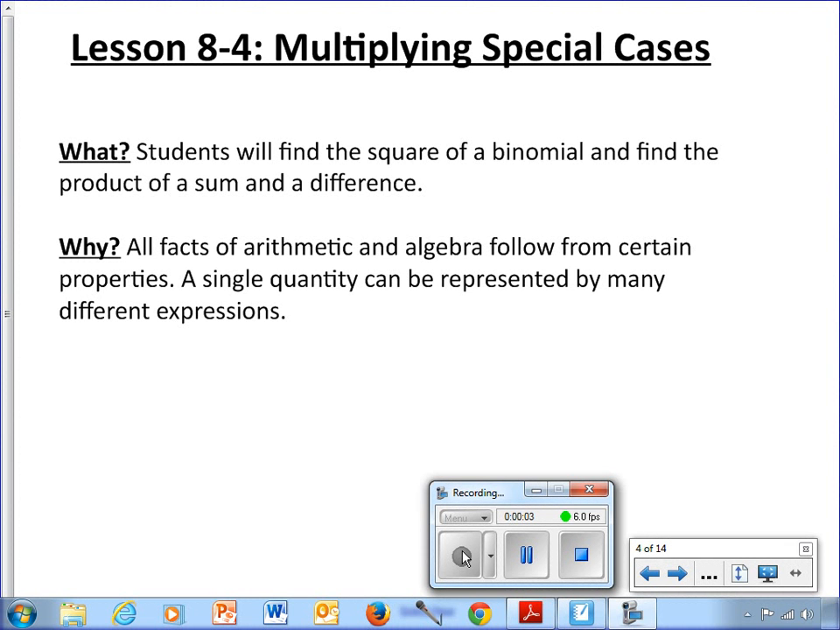This is Mrs. Doris with Lesson 8-4 entitled Multiplying Special Cases. Our objective is that you will find the square of a binomial and that you will find the product of a sum and a difference. As we go through the lesson, this will make a little bit more sense to you.